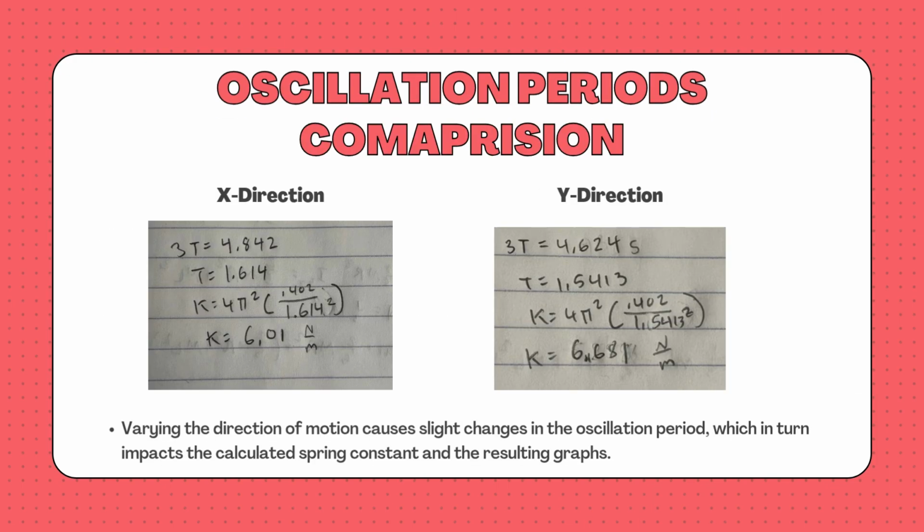And then comparing the oscillation periods. For the oscillation in the x direction, I calculated the spring constant to be 6.01 Newtons per meter, and then in the y direction, I calculated it to be 6.681. And I could see that varying the direction of motion causes slight changes in the oscillation period, which in turn could impact the calculated spring constant and the resulting graphs.